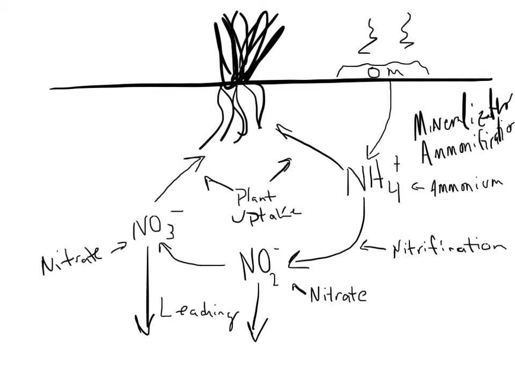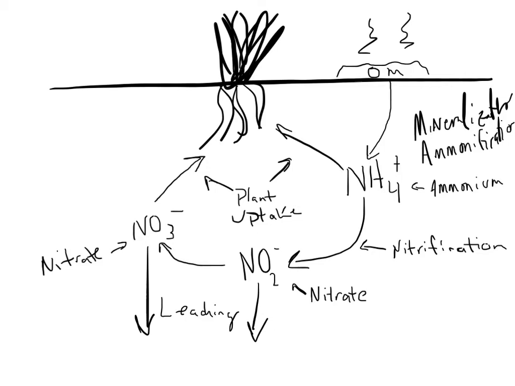Okay. So leaching is the movement of any material, but in this case, nitrate and nitrite, through that soil by virtue of water moving down through the soil, and the nitrate and nitrite not being held by the soil particles. Okay, so we're on the downward side of this.